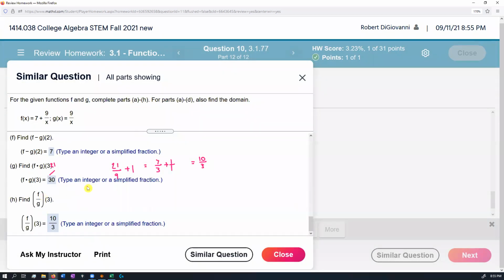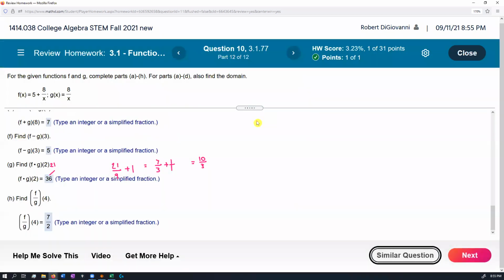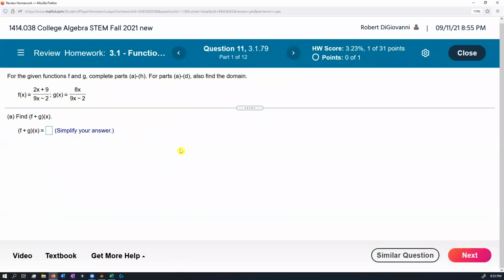And that's it. Okay, I'm going to close this and let me move to the next question. So we're going to be doing the same things we just did, but we're going to be doing it for two different functions. So these functions are a little more complicated.